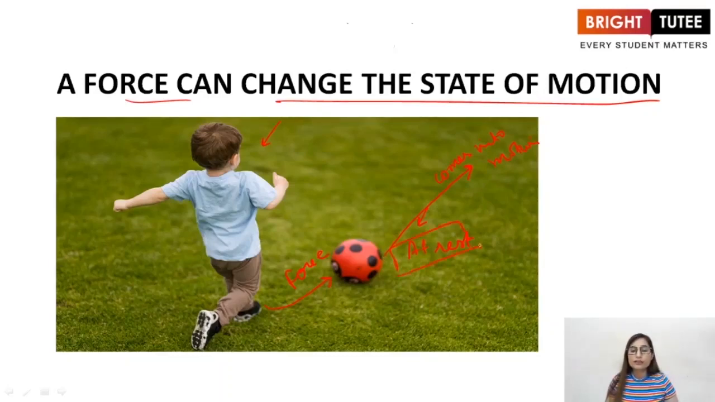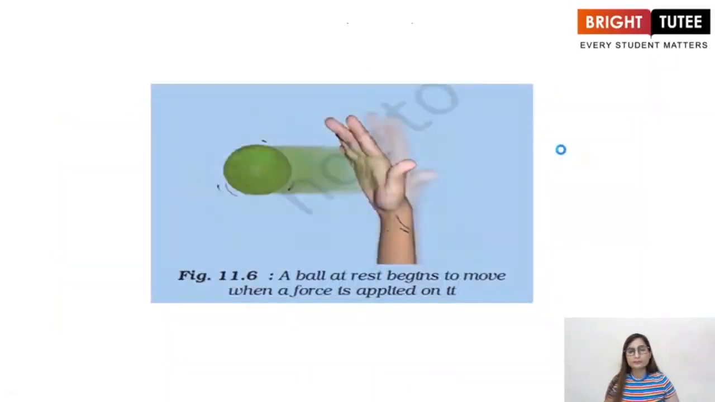Firstly, it was at rest. It is also a state of motion. And when he kicked, when he applied the force, the ball came into motion. This is another state of motion, right? So what are we saying here? Basically, a force can change the state of motion of an object.